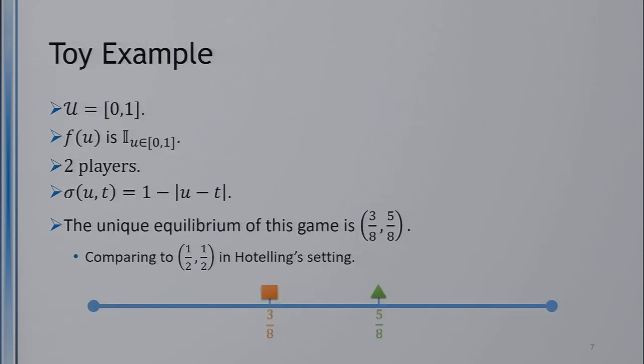Okay, so here's a toy example. Let's focus on a user space which is the unit interval, with the uniform distribution over that space, 2 players, and let the satisfaction function be 1 minus the distance. Now, those of you who are familiar with the Hotelling game, the pure Hotelling game, this is essentially it, except for the attraction function being the Shapley attraction function. Now, this game possesses a pure Nash equilibrium, which is 3/8 and 5/8, completely different from what you would get in Hotelling's model.